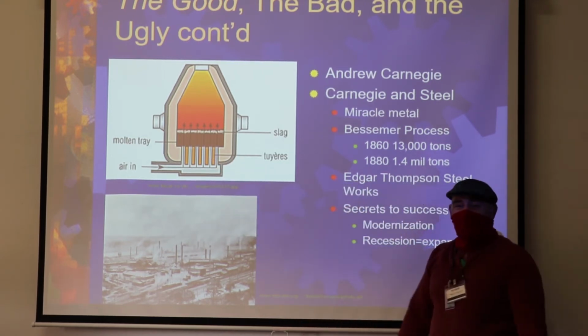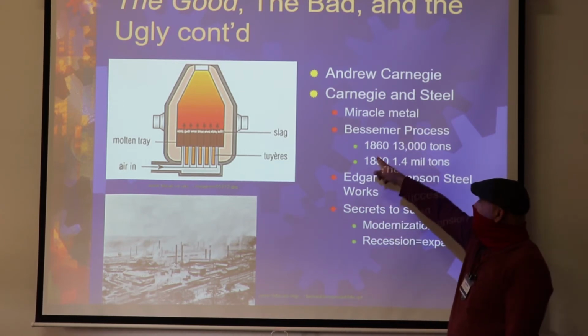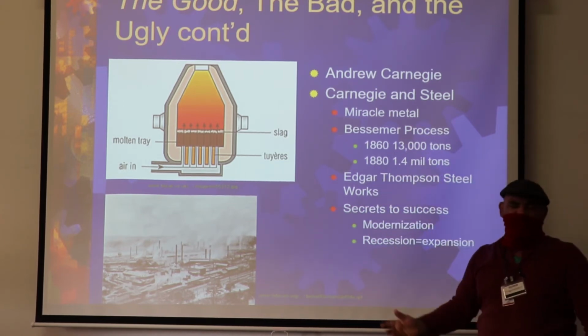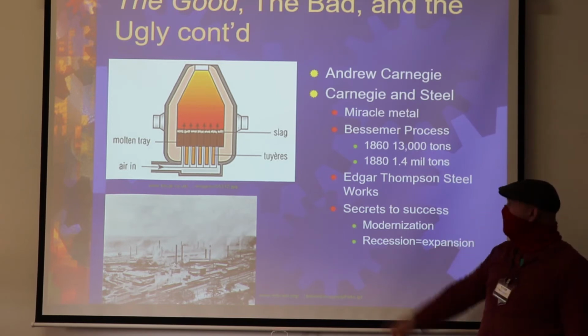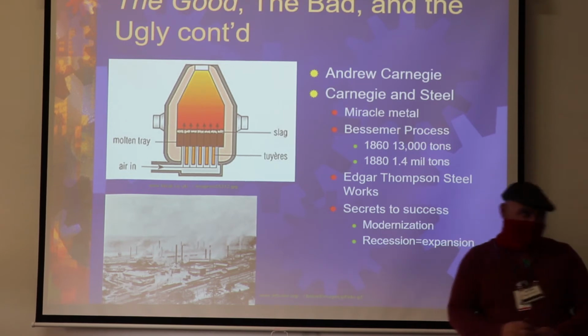This caused the price of steel to go down and its quality to skyrocket up. In 1860, we only made 13,000 tons of steel. By 1880, 1.4 million tons.